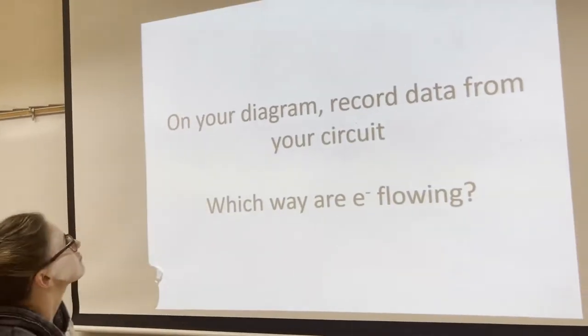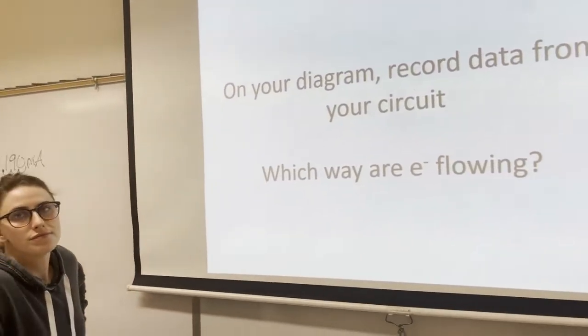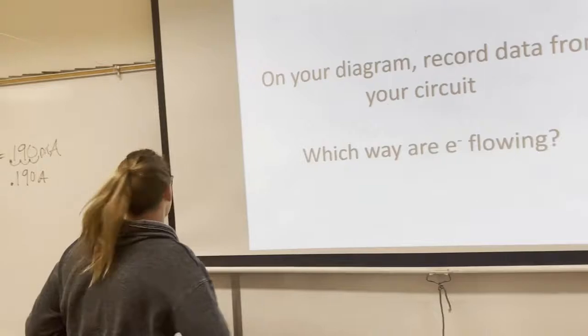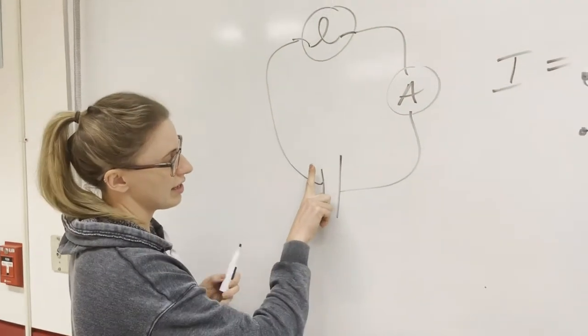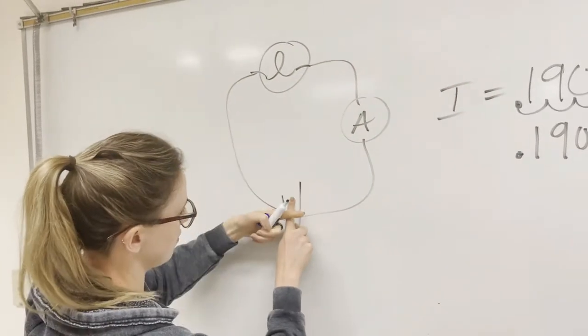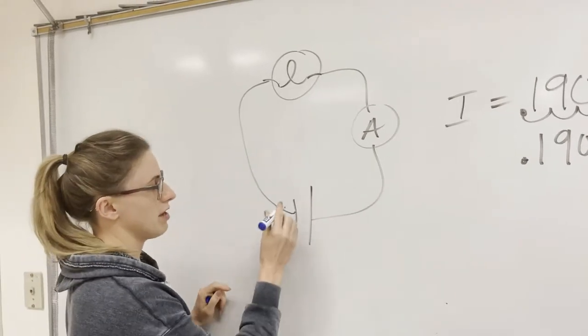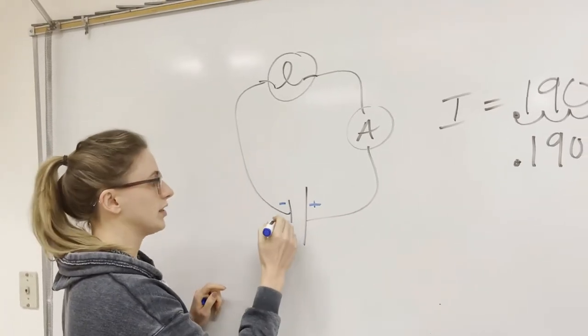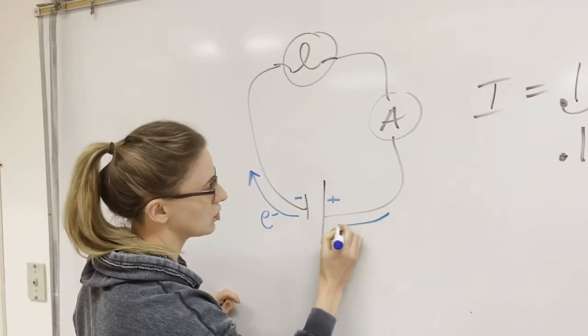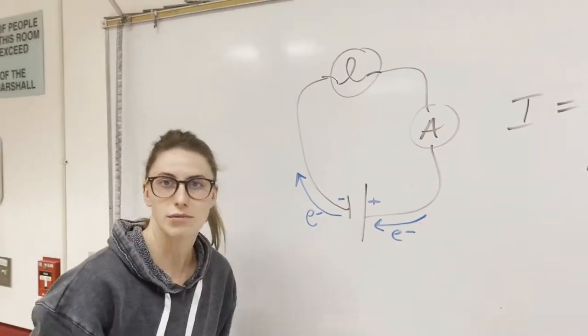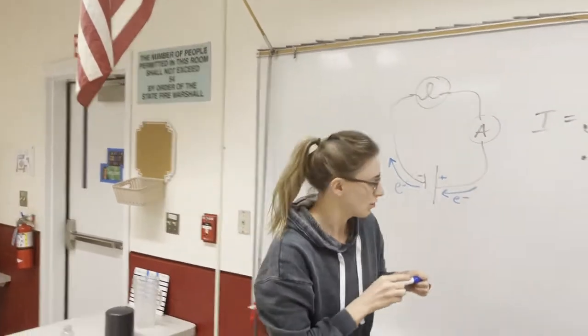So we recorded the data from your circuit. We haven't put in which direction electrons are flowing. Yeah, we didn't do that yet. So we know that this is the negative, and this is the positive side over here. Electrons are going to be repelled from this side and attracted to this side. So that's how they're going to be flowing through. That's the direction current flows.